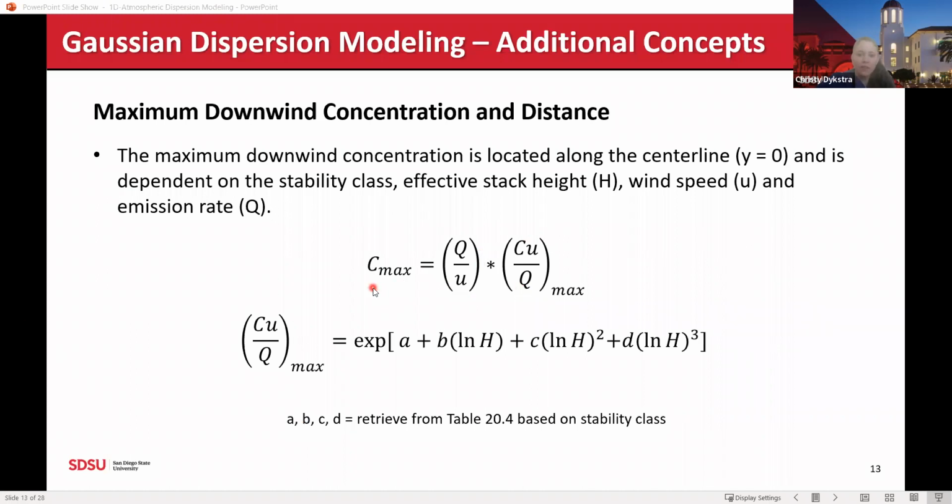Now, to find the distance, you're actually going to have to use figure 20.9. I know I said that can get you the CU over Q max term, but it can also help you find the X max term. X max is the X value where that maximum downwind concentration occurs. So that's one way to do it.